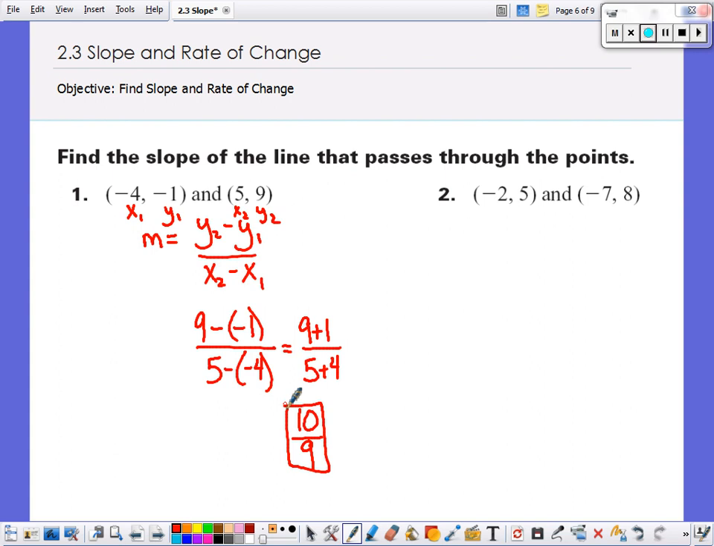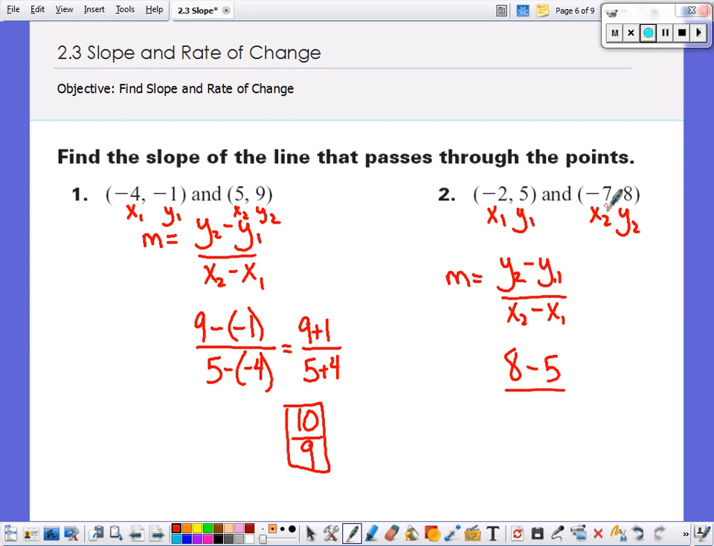Take a look at the second problem. We do the exact same thing. We go ahead and write our formula that we're going to use, y sub 2 minus y sub 1 over x sub 2 minus x sub 1. Make sure you get it down. Then you label your 2 points, and then we substitute in. So we got 8 minus, what's y sub 1? Well, it's 5. So there's our top. Our bottom, x sub 2 is negative 7. What's our top? Negative 2. There's a double negative there. And so we get 3 on top. Negative 7 plus 2 is negative 5. And notice on this one, what we get is the slope of negative 3/5.